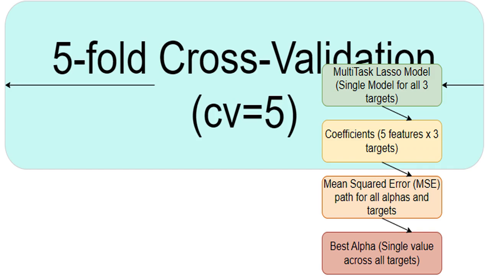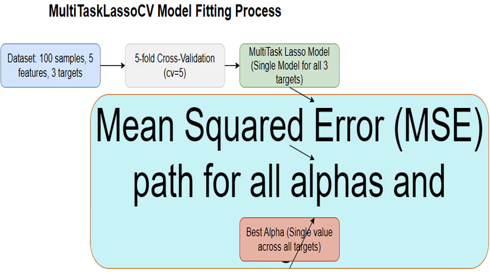After training, I'll get 5 coefficients for each of the 3 targets. This gives a 5 by 3 array. Each of the 5 features will have its own set of 3 coefficients associated with the target variables. During the 5-fold cross-validation, I'll test various values of alpha, regularization strength, and compute the MSE, mean squared error.